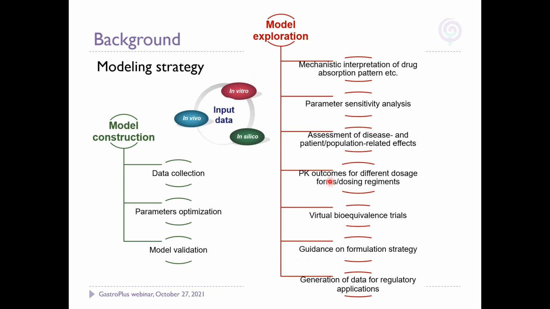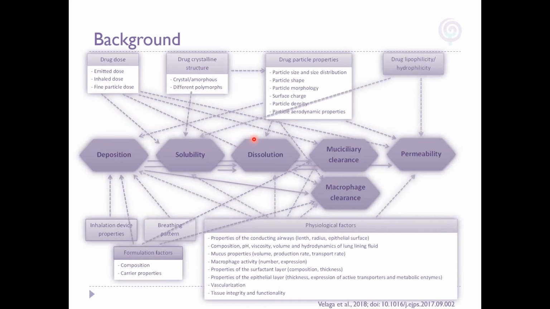This is a representation of the general modeling strategy. And we can see that the first and probably the most demanding step is data collection and the selection of data for model construction. In this step, we can use various experimental or predicted values, but we all know that sometimes it can be difficult to collect all the inputs, and especially to simulate rather complex processes affecting bioperformance of an orally inhaled drug.